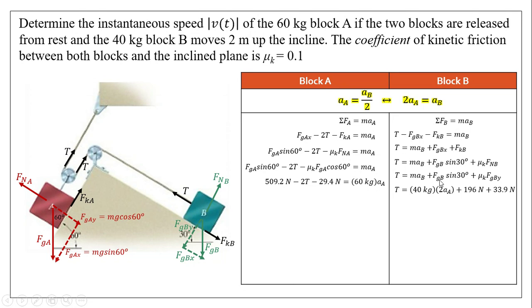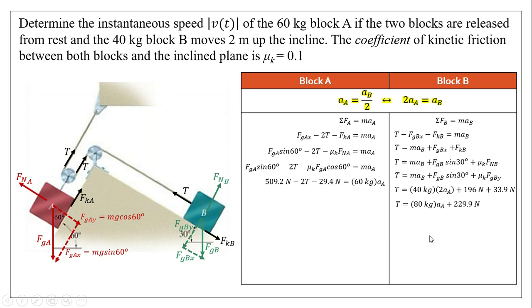And if you punch FGB times sine of 30, you'll get 196. And then if you type in mu K, which is 0.1, times M, which is 40, times G, which is 9.8, and then times cosine of 30, you'll get 33.9, okay? So as you can see, we have here two coefficients, both are positive, so we'll just go ahead and combine like terms real quick. And this would be 229.9, so if we combine 196 and 33.9, you get 229.9. And here, 40 times 2 is just 80 kilograms times AA.